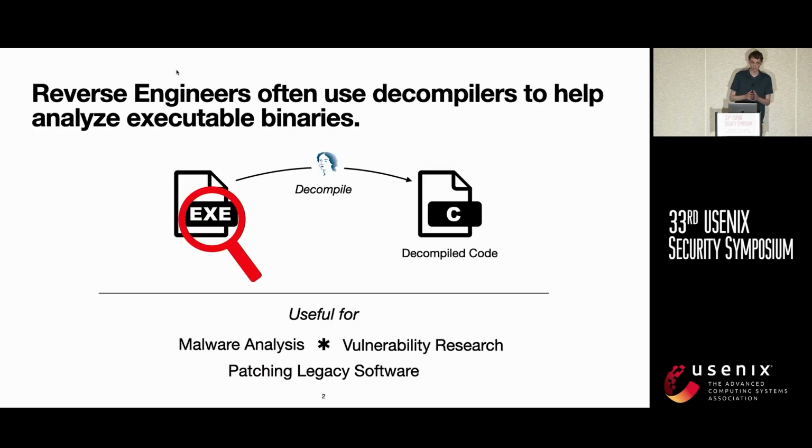And my talk today is about decompilers. These are tools that convert executable software into a high-level representation, which is typically C. And these are useful anytime you want to analyze a binary, but you don't have access to the corresponding source code from which it was built. So this includes situations like malware analysis, vulnerability research, and sometimes even patching legacy software.